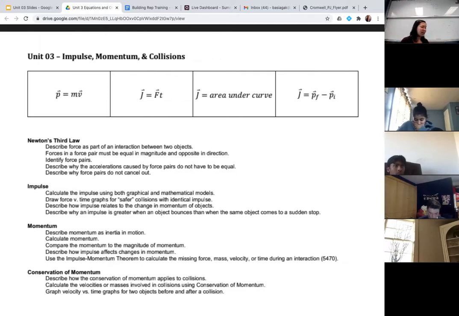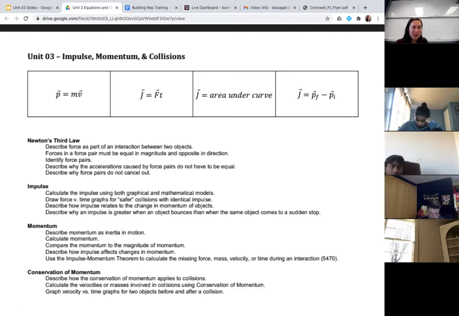So I know that somewhere in the test, I'm going to ask you to draw a force versus time graph for a safer collision. I know somewhere in the test, I'm going to ask you to calculate the velocity using conservation of momentum. I know somewhere in the test, I'm going to ask you to identify a force pair. So you can use this objective list as a checklist. Either I understand this, check, or I wrote it on my note sheet, check. So even if I don't understand it now, at least I've got it to refer back to later.